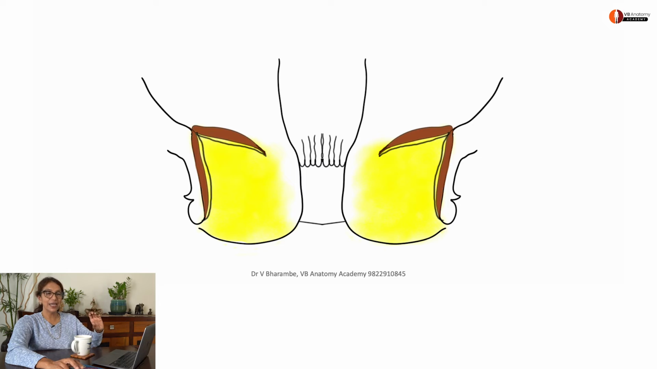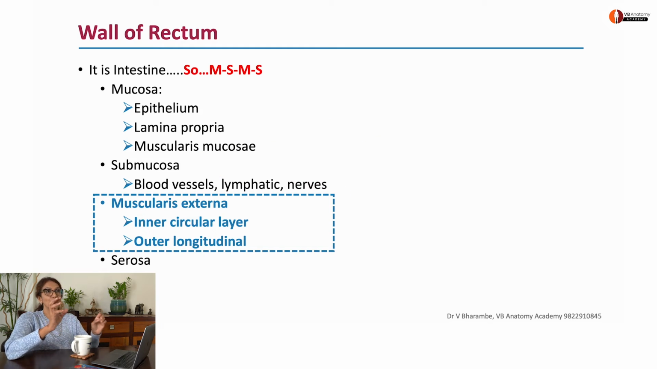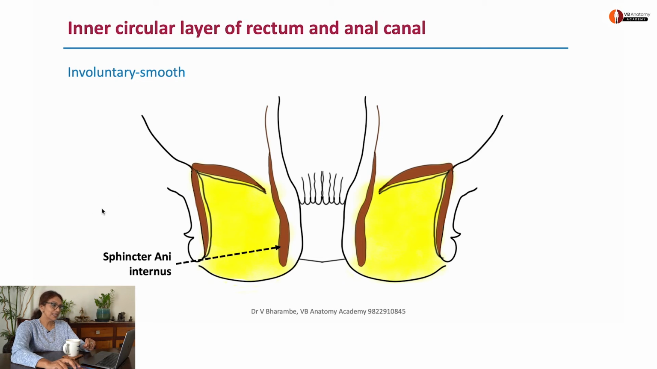And now let's divide the anal canal with the help of two lines, the pectinate line and the Hilton's white line, dividing the anal canal into upper, intermediate and lower parts, each being 15 millimeter and the lowermost part being 8 millimeter. So we've got our basics in place. We still have to have the sphincters. Now remember, your gut tube always has two layers, an inner circular and outer longitudinal. This inner circular layer of rectum and anal canal thickens to form the sphincter ani internus, which is an involuntary smooth muscle, about 2.5 centimeter long and 2 to 5 millimeters in thickness.